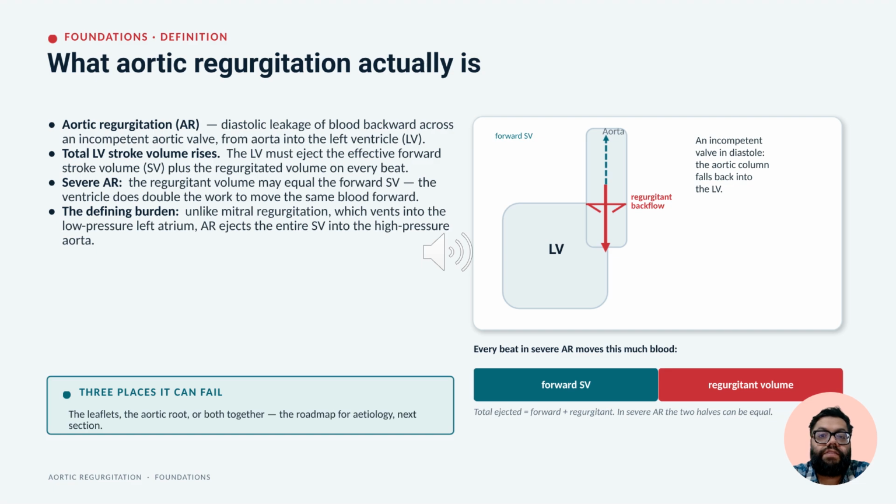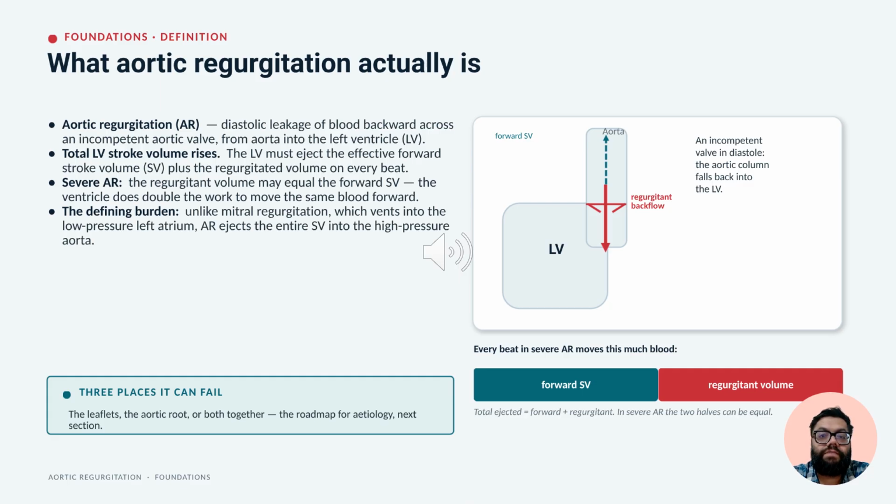Let us nail the definition, because the words do real work. Aortic regurgitation is simply a valve that does not seal in diastole, so blood the ventricle just ejected sloshes back in. The immediate consequence is that total stroke volume goes up. On each beat, the ventricle has to pump the blood that actually leaves the body forward, plus the portion that will leak back. In severe disease, those two can be equal, so the ventricle does double duty to achieve a normal output. Think of bailing a boat while someone pours the bucket back in.